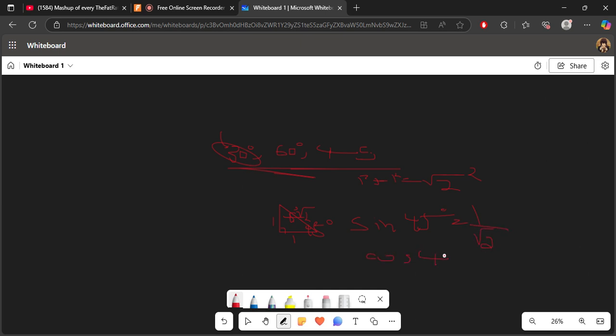Cos 45 degrees is going to be the adjacent over the hypotenuse, which is still 1 over root 2. Then what about the tangent of 45? It's going to be the opposite over the adjacent, which is 1 over 1, or simply 1. And that's how you find the trig ratios of the special angles.